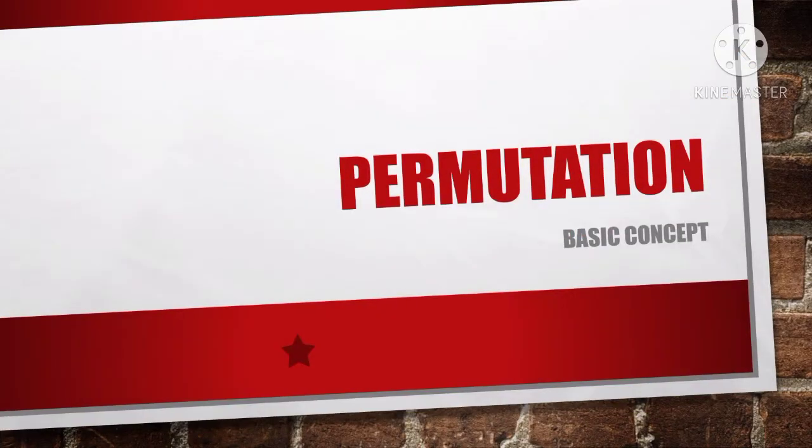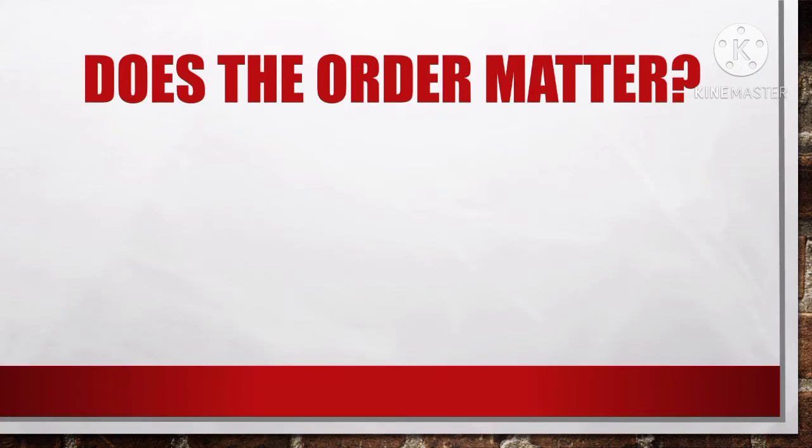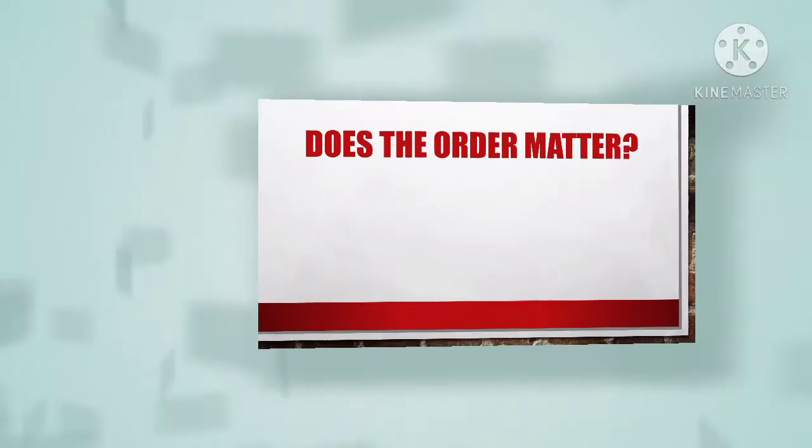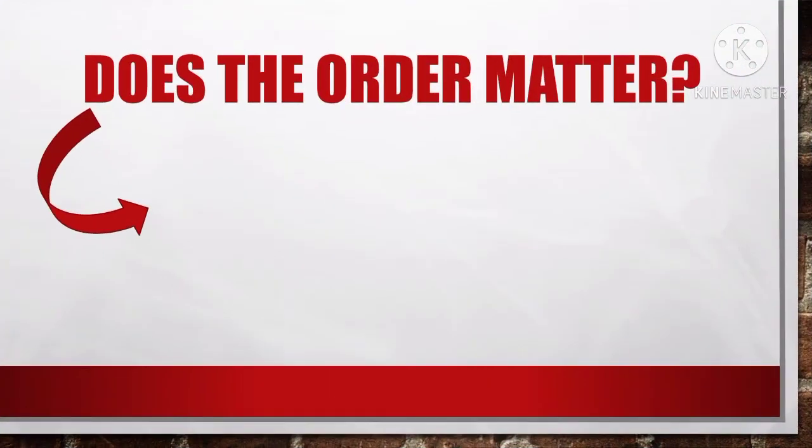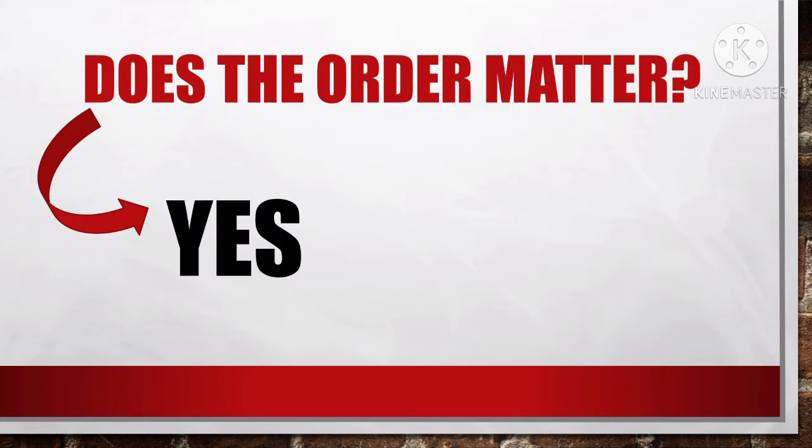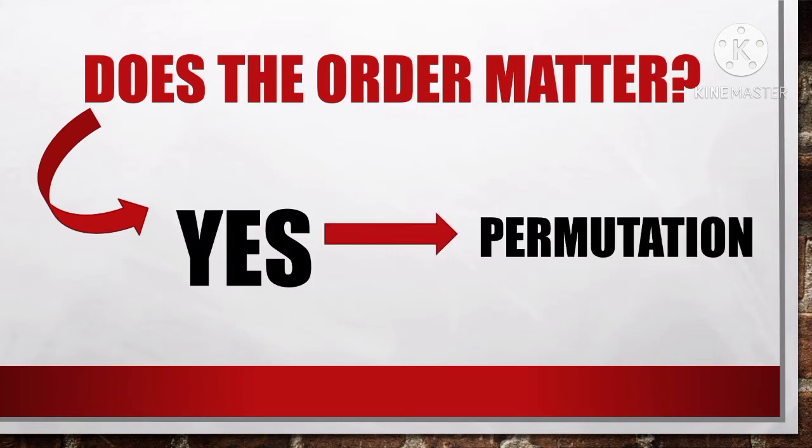One thing to ask to know if it is a permutation: does the order matter? So what is an order? Kailangan alam muna natin kung ano ba yung order. So, yung order is something that defines as a rank, a role, kumbaga, yung bagay na di pwedeng magkapalit. If your answer is yes, then it is permutation.